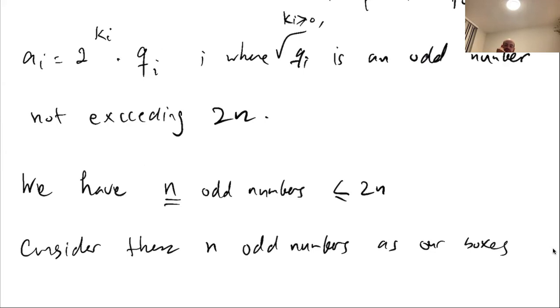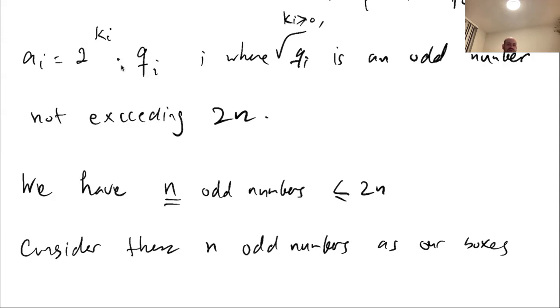I have n plus 1 numbers. So the number of objects must be n plus 1. The number of objects must always be at least one more than the number of boxes. So the number of boxes should be n. Now, what are the boxes? The quantity of what thing is n? The number of odd numbers less than or equal to 2n.